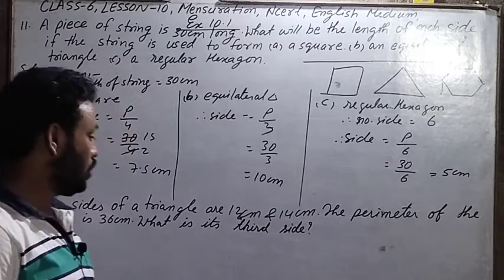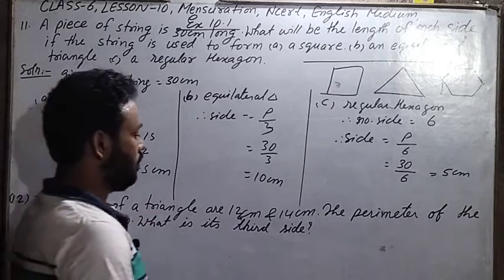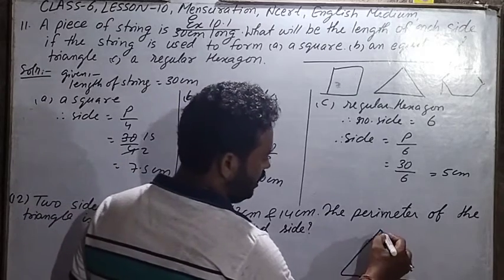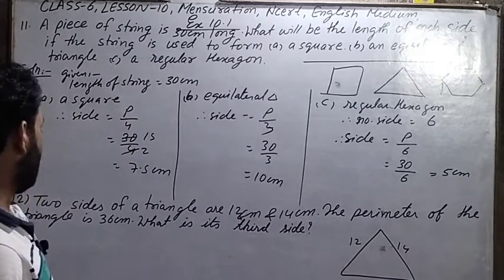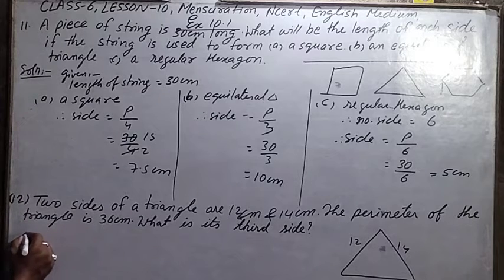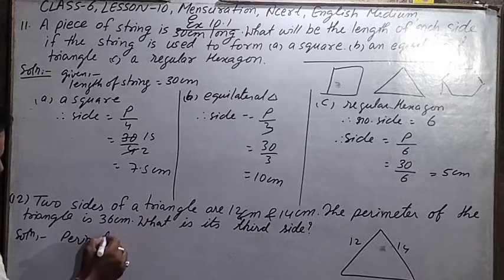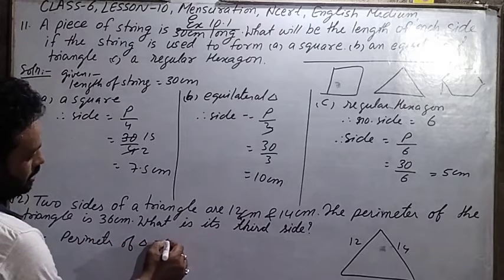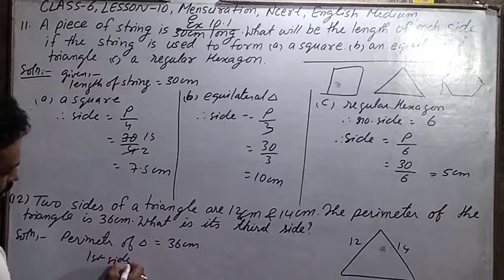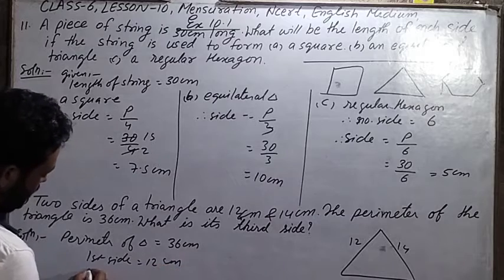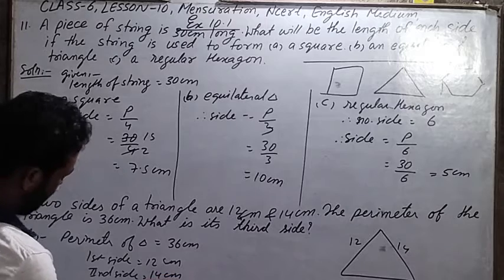Then question number 12, it is said two sides of a triangle are 12 and 14, means there is one triangle whose two sides are 12 and 14, and perimeter of the triangle is 36 centimeter. That means we have given solution. You will write: perimeter of triangle is equal to 36 centimeter. First side is equal to 12 centimeter. Second side is equal to 14 centimeter.